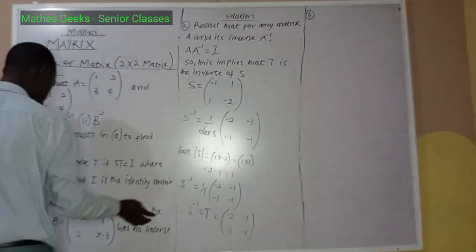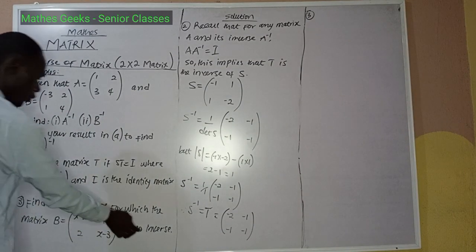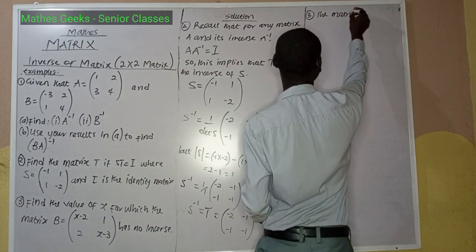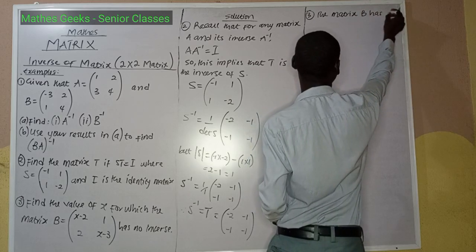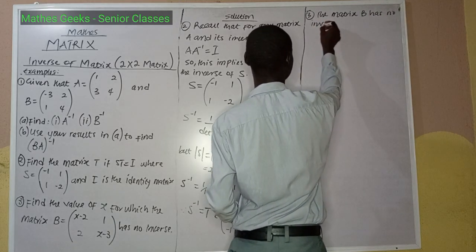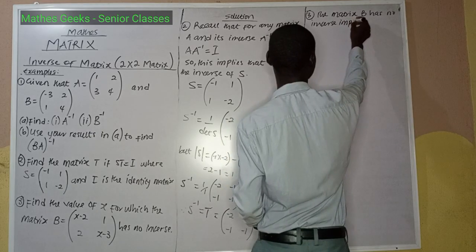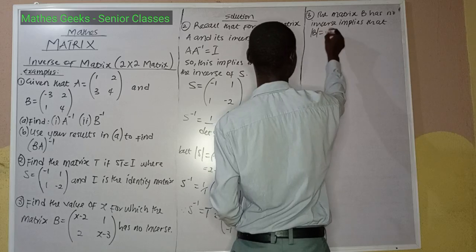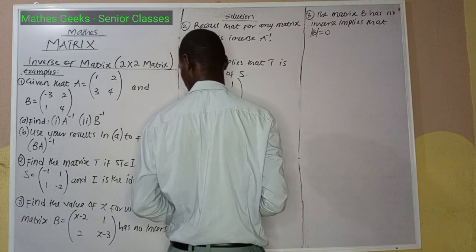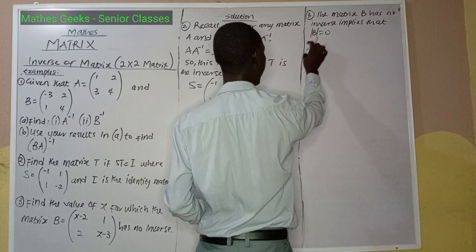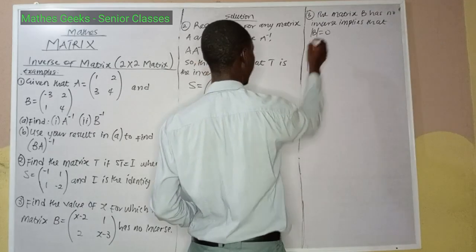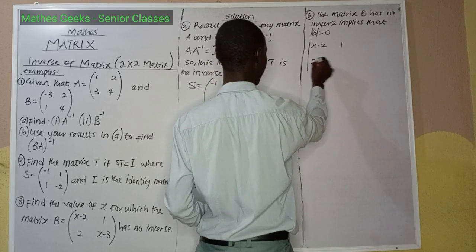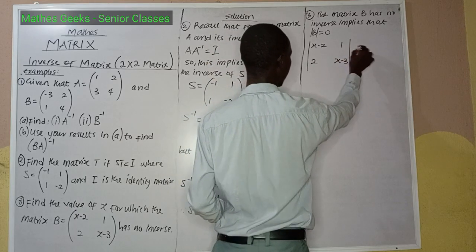Find the value of x for which the matrix B has no inverse. The matrix B has no inverse, which implies that the determinant of matrix B is equal to 0. So in that case, I'm going to represent it this way: x minus 2, 1, 2, x minus 3 is equal to 0.